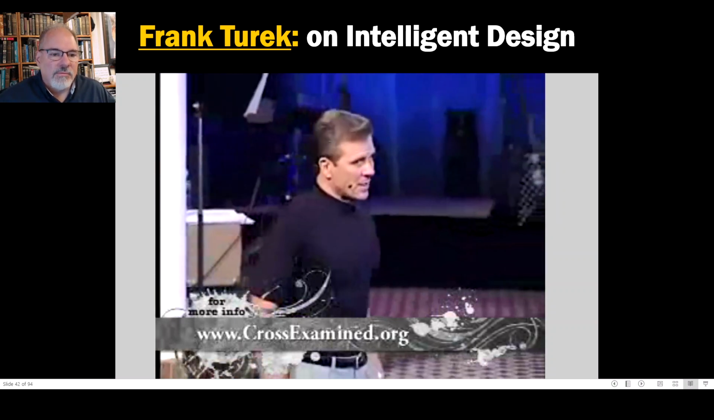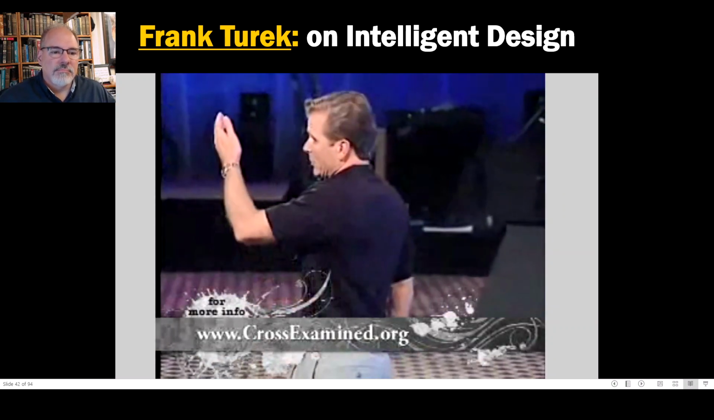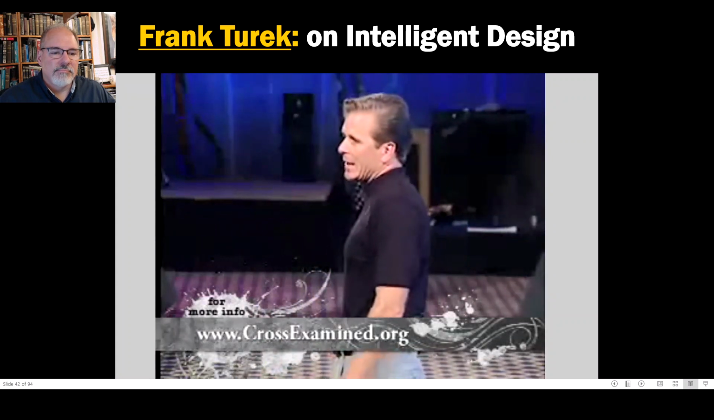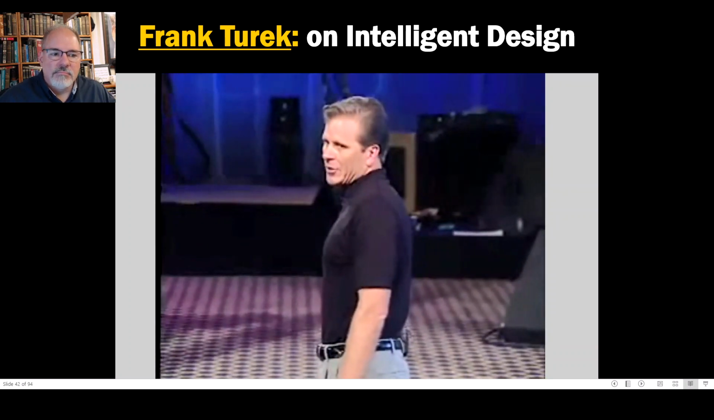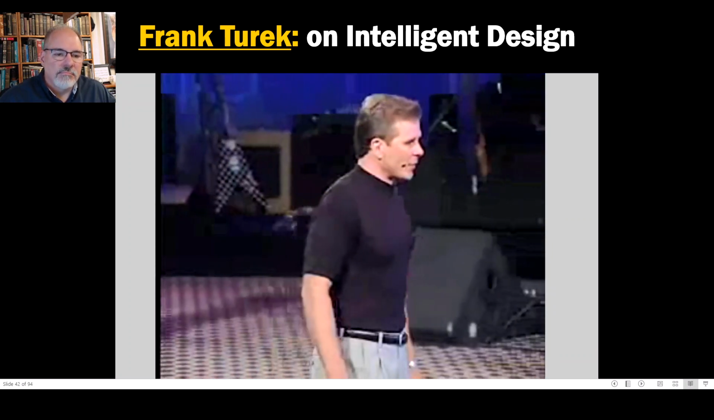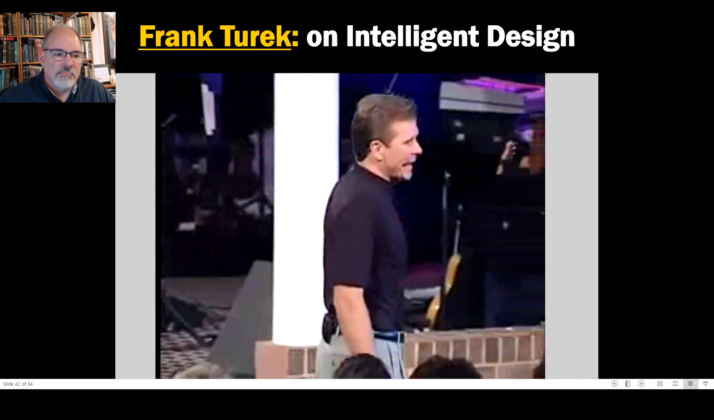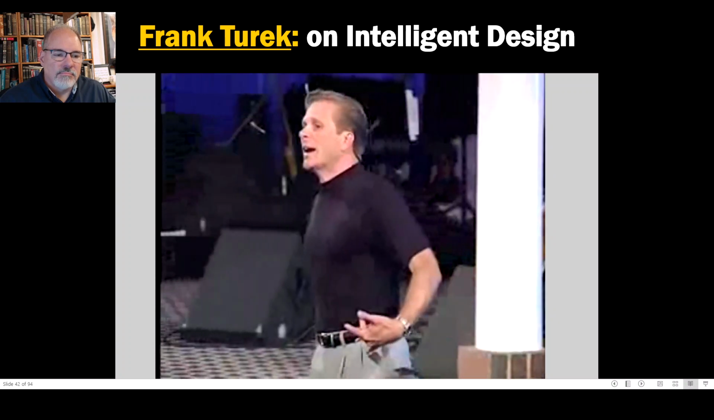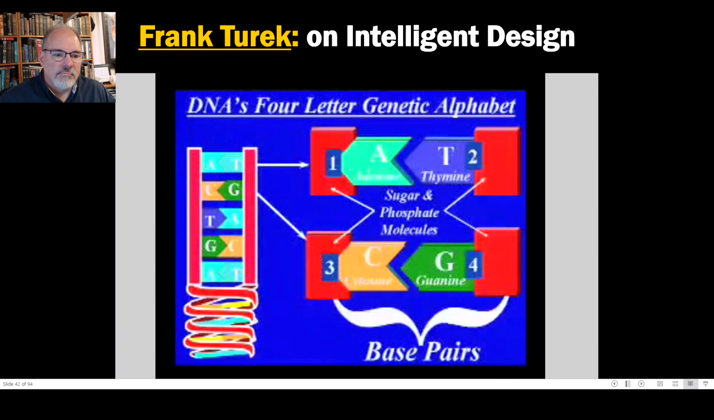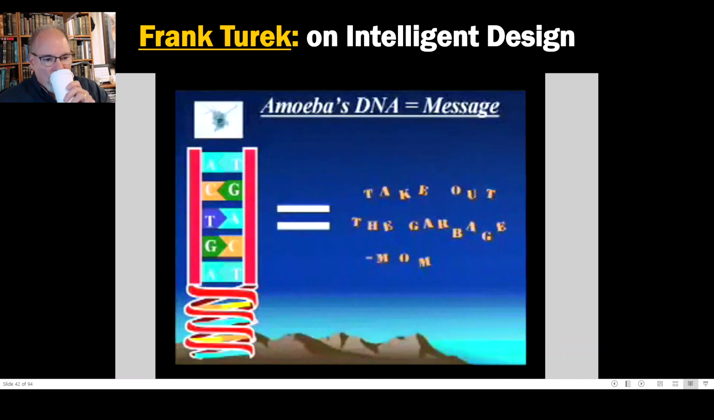Natural laws don't make messages like that, and I hate to tell our evolutionist friends this, but they don't make messages like DNA either. DNA is a four-letter genetic alphabet that every living thing has. You have DNA, I have DNA, a banana has DNA. And DNA can communicate information much like the English alphabet can communicate information. It only has 4 letters. English alphabet has 26, but it can communicate information. And it communicates an incredible amount of information. It communicates information just like take out the garbage, Mom. But it's a lot more complicated than that.